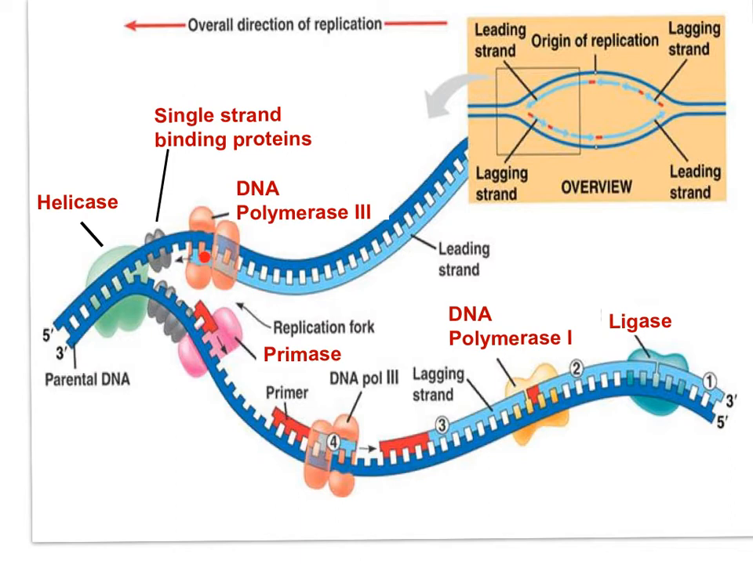Here is DNA polymerase III synthesizing new DNA strands in a 5 to 3 direction along the leading strand and in a 5 to 3 direction along the lagging strand. Here is ligase joining the Okazaki fragments formed on the lagging strand. And here is DNA polymerase I removing the RNA primer, as can be seen, and replacing the RNA primer with DNA nucleotides.